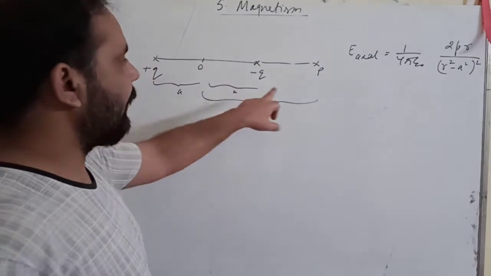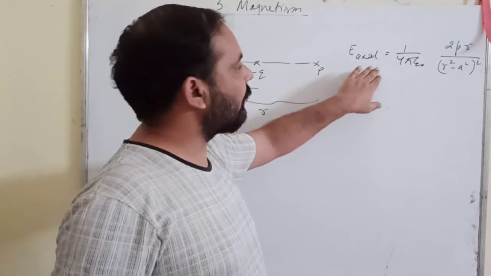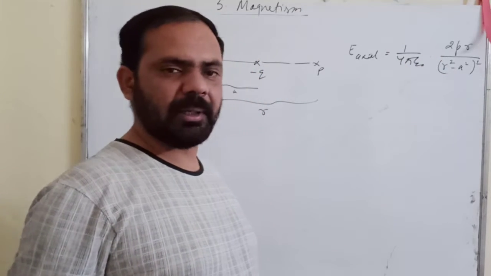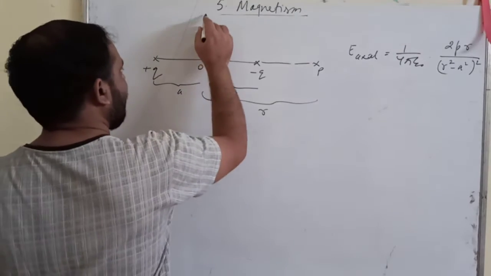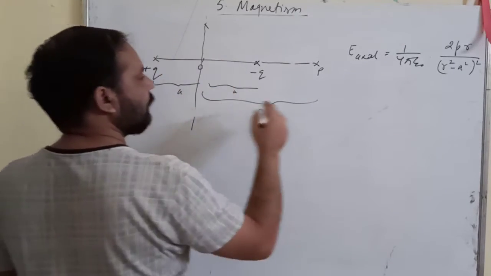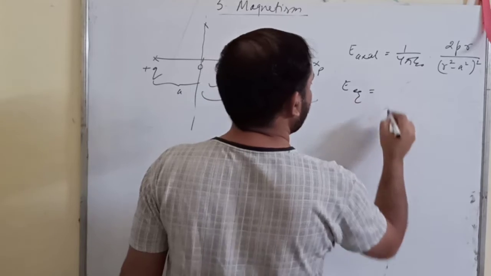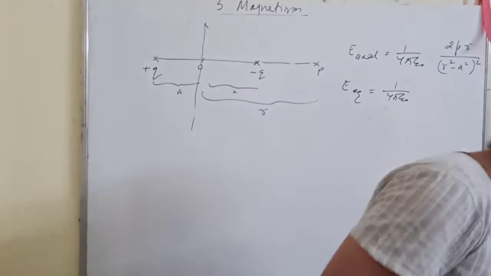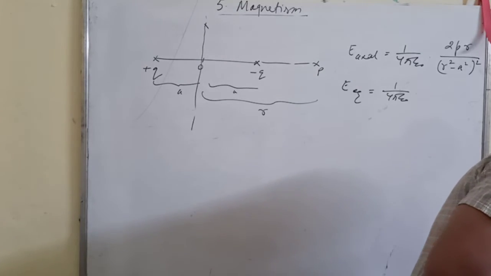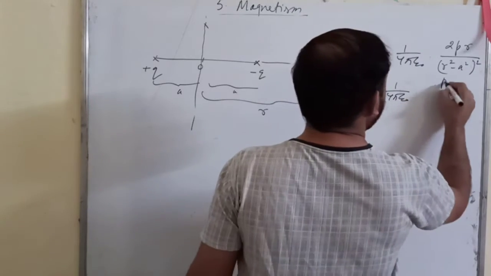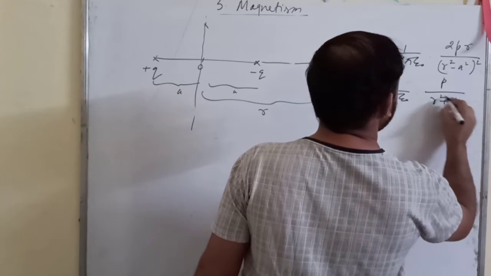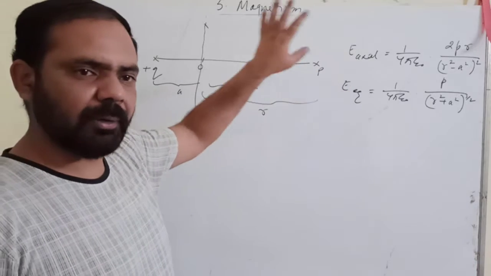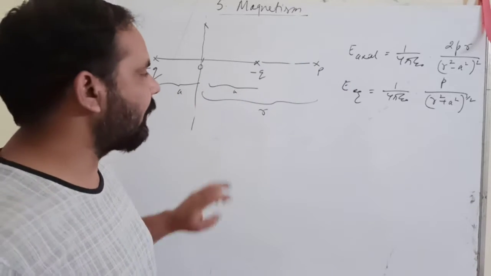For an electric dipole, the electric field on the axial point was 1 upon 4 pi epsilon naught, 2p r upon r square minus a square whole square, and on the equatorial point, E equatorial was 1 upon 4 pi epsilon naught, p upon r square plus a square whole raised to 3 by 2. These were your formulas for the electric field due to the electric dipole.